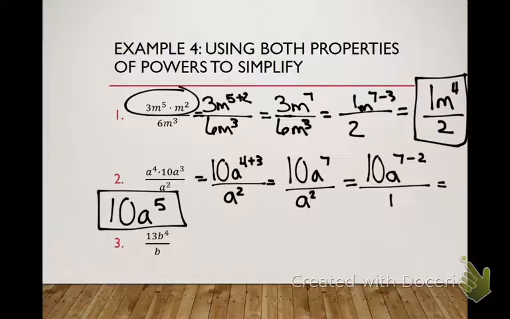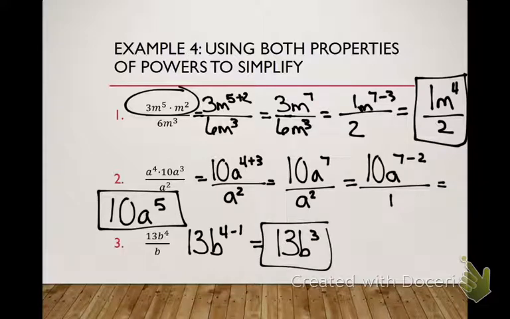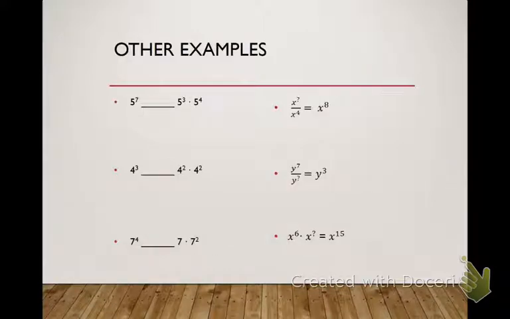All right, what'd you get for number 3? 13b to the third. Very good. All right, now the last example. On the last example, we just need to go over now just some other ways that we could see this.